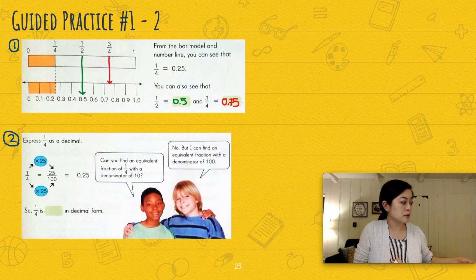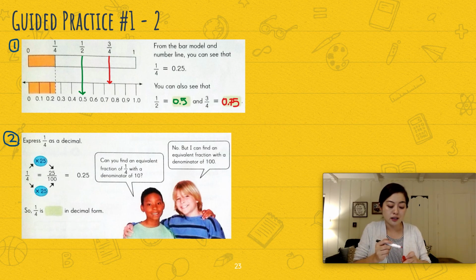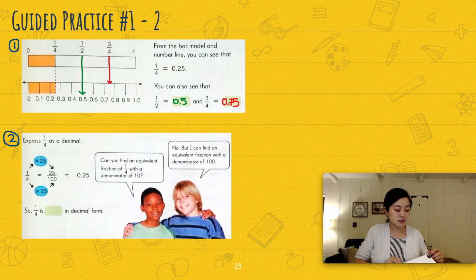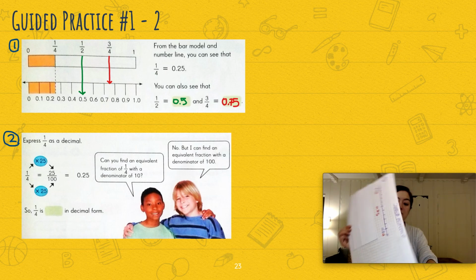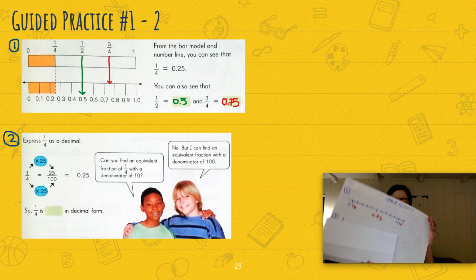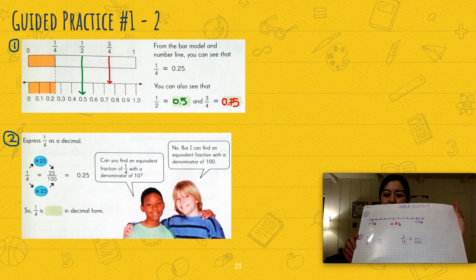Now let's look at number 2. Express 1/4 as a decimal. Well, interestingly, they already gave us the answer in number 1, right? 1/4 is equal to 0.25, okay? But for us to put it in here, let's see first, okay?